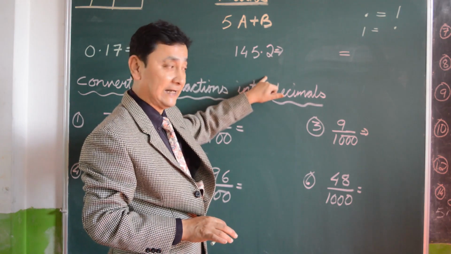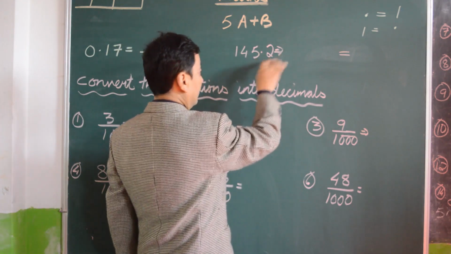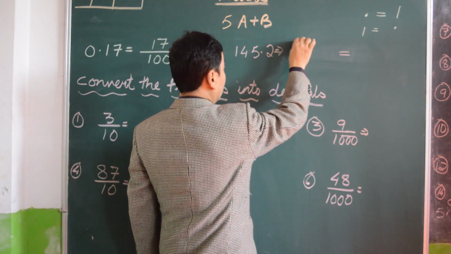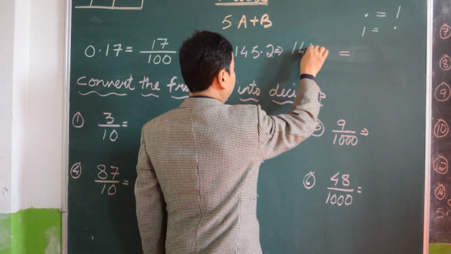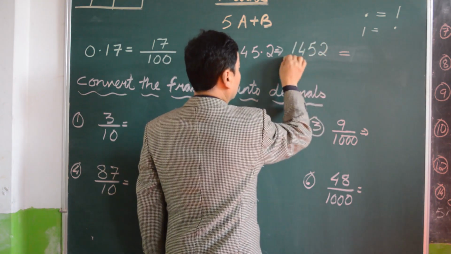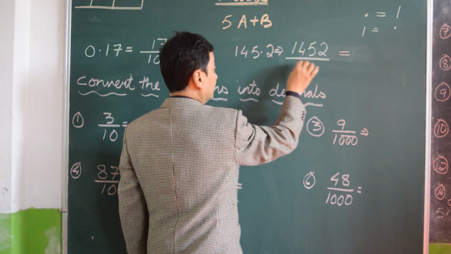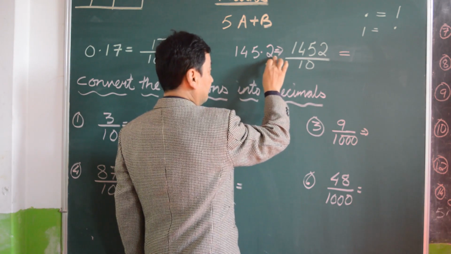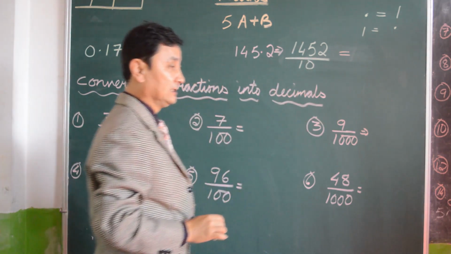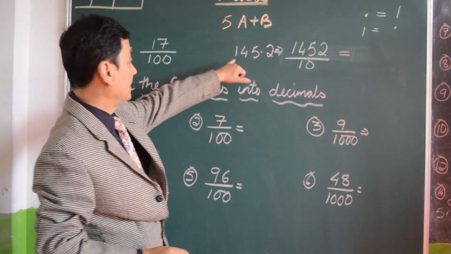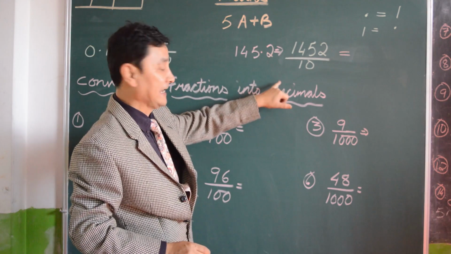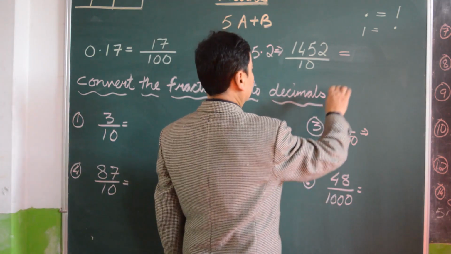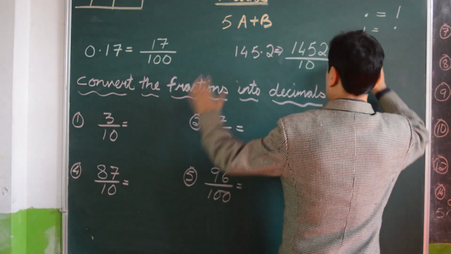145.2 tenths. Okay? And this fraction can be written like this: 1452 upon 10. Remember this point changes into 1, and after the point, how many numbers are there? 1. So put 1, 0. Or we can read this as 145 and 2 tenths. So there's another way of writing it. This is an improper fraction. Now let's convert it into a mixed number.